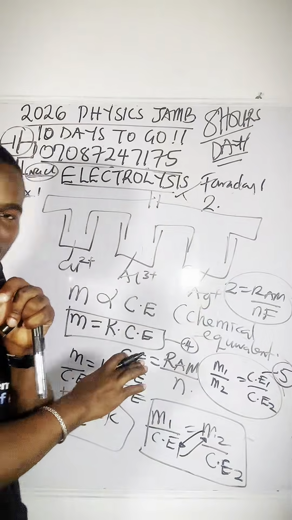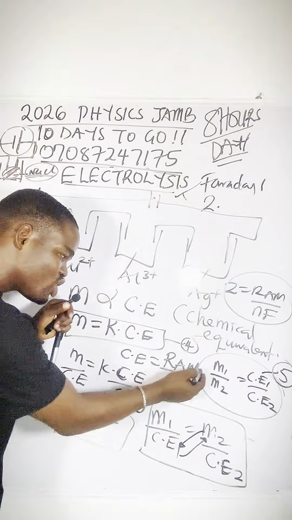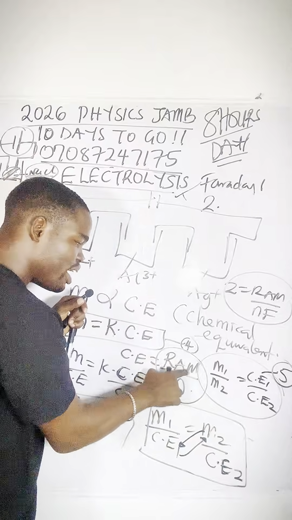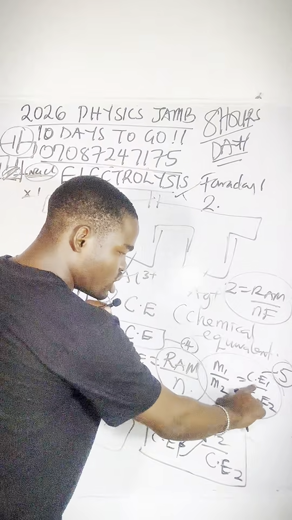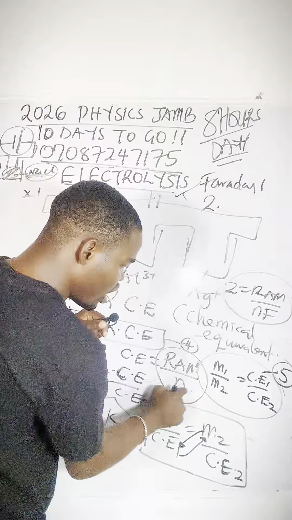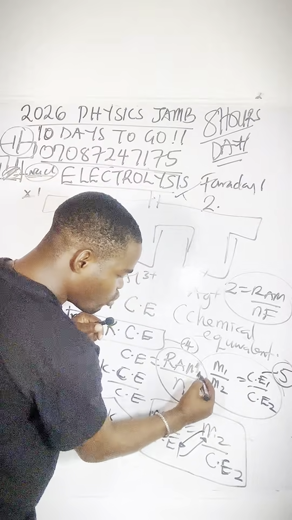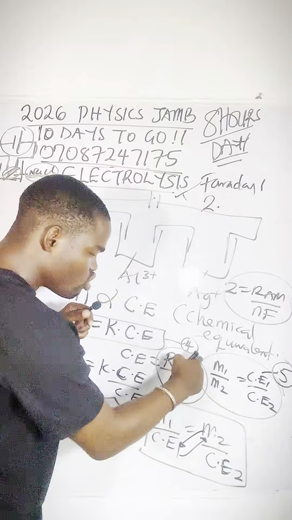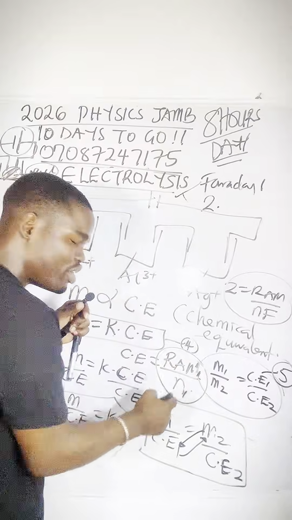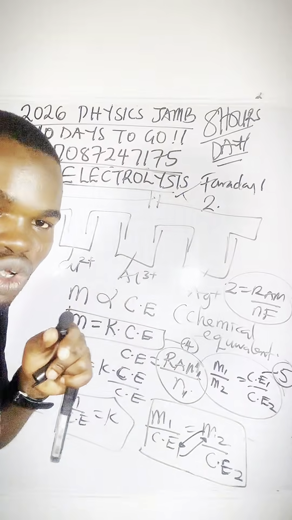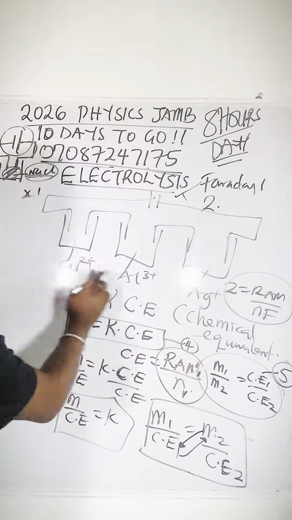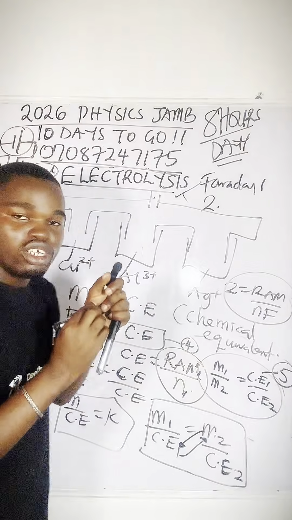Now, this does not end there, but you know that I can always just replace RAM over N, which is also this. So it will just be RAM1 over N1, then if it is 2, I'll put RAM2 over N2. That's all you need to know. Now, this is not the last part. This one is for those that want to write WAEC. You need to know this one.